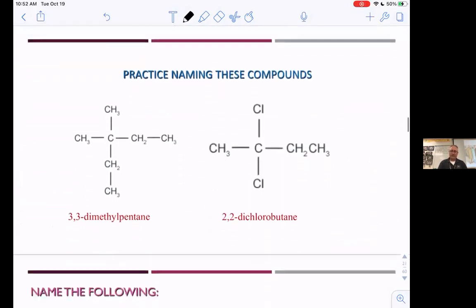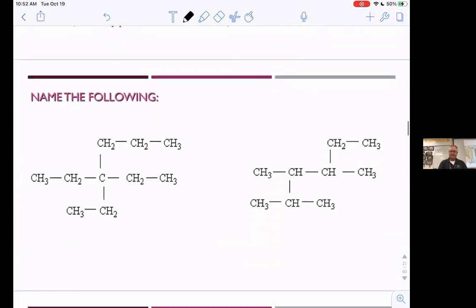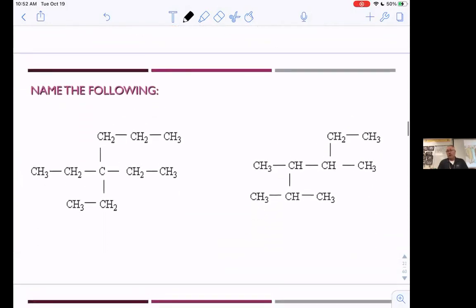Go down here and check our work. 3, 3 dimethylpentane and 2, 2 dichlorobutane. We did great. So here are a couple others. Go try them on your own if you want to hit pause and just write them real quickly. If you don't, you can just follow along with me.